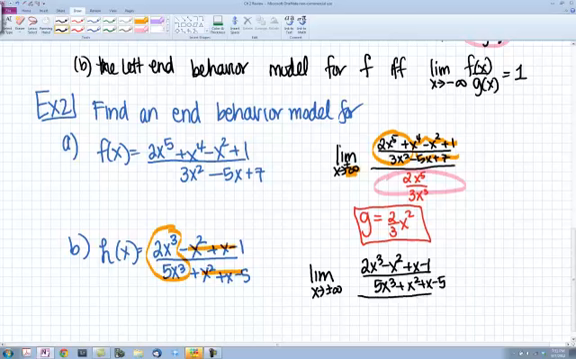Do you guys know what I have to divide it by in order to get the limit equal to 1? It should be what? 2/5. So that's going to be my g. g is going to equal 2/5. And that can be a function. It can just be a constant.